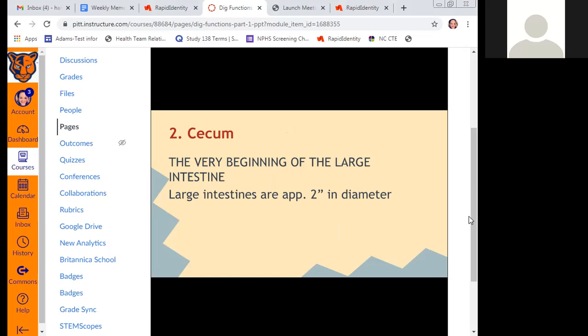Okay, the large intestines are called the large intestines because they are big, they are thick, they are huge in diameter. They're about 2 inches, so they're about this wide, a little bit wider than this, okay? So they're called the large intestines not because they're very long, but because they're wide, they're thick. This is where we're starting to form stool.